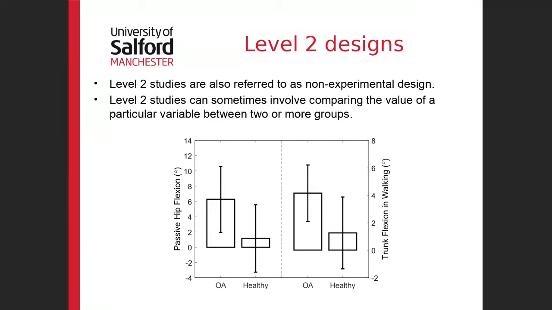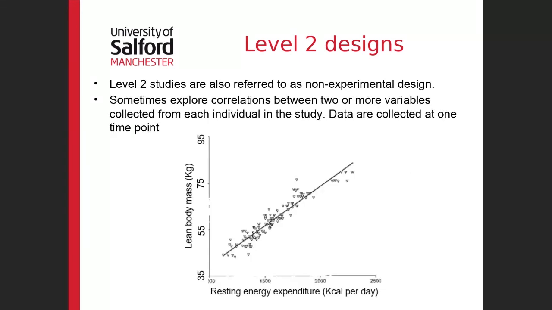And we've got the same data there on the right-hand side, and that's to do with how much people have this forward lean in walking. So you can see that the OA group lean forward 4 degrees, whereas the healthy group only lean forward about 1 degree in walking. So we're just comparing the value of a particular variable between two groups.